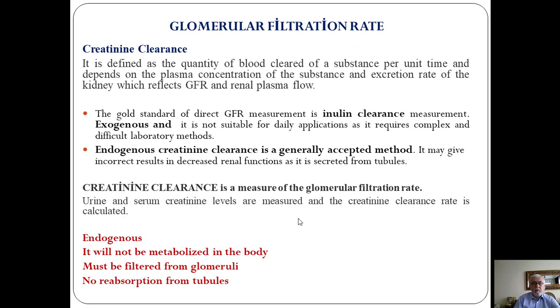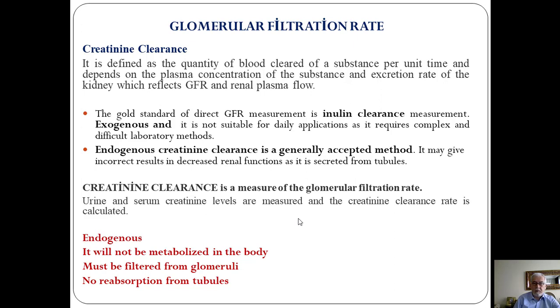First is glomerular filtration rate. Also, we say clearance. Clearance is defined as the quantity of blood cleared of a substance per unit time, and depends on the plasma concentration of the substance and the excretion rate of the kidney, which reflects GFR and renal plasma flow.